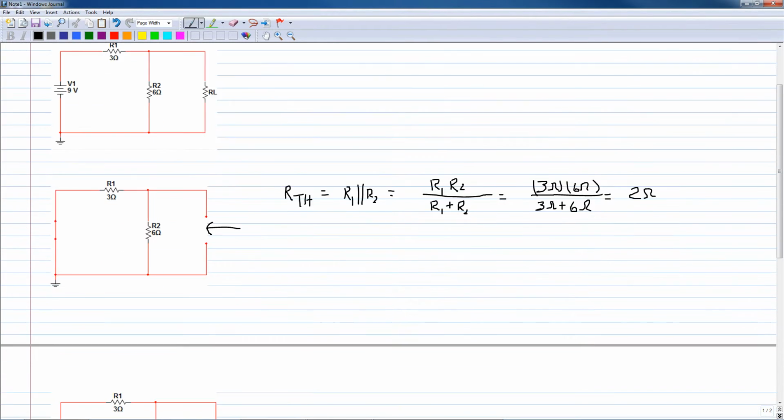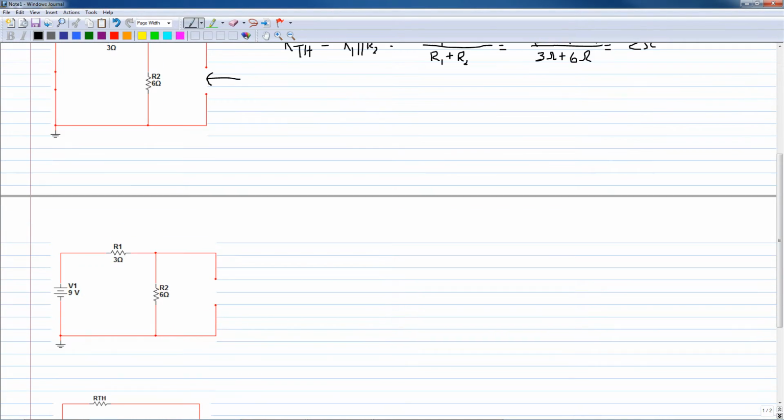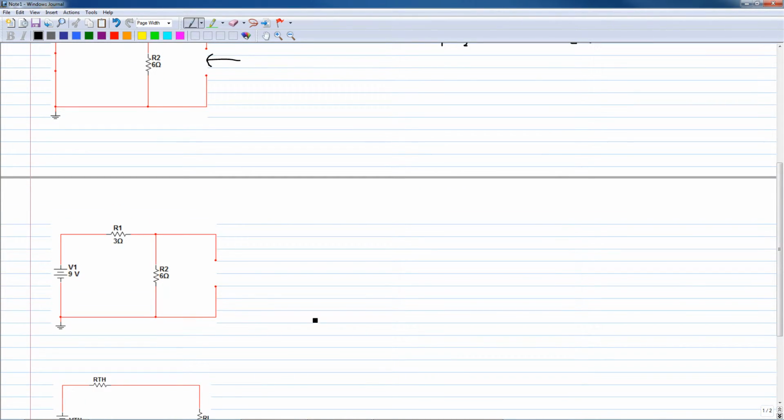Now that we have that, our next step is to find the Thevenin's equivalent voltage. In doing so, we continue to leave the load disconnected, but we replace the voltage source. With the voltage source replaced, we have a series circuit with R1 in series with R2. And we can use the voltage divider rule in order to determine what VTH is.